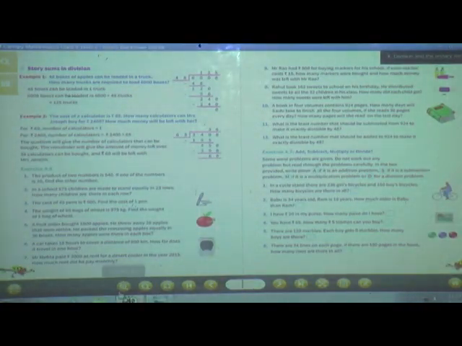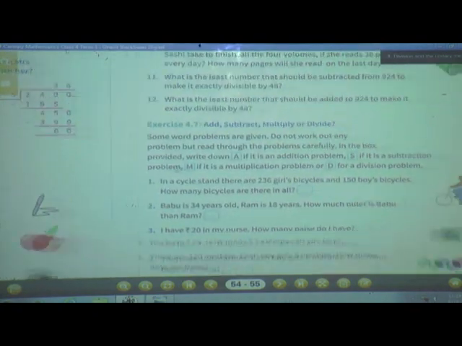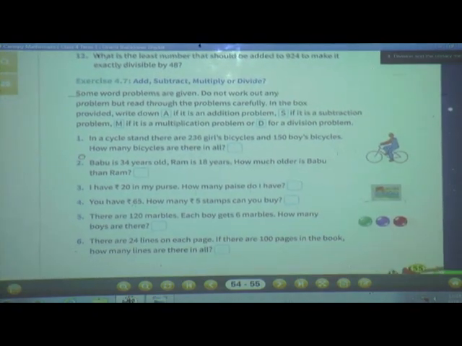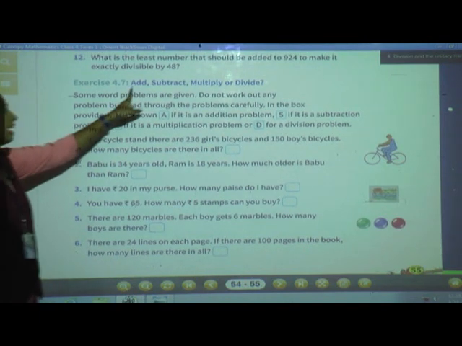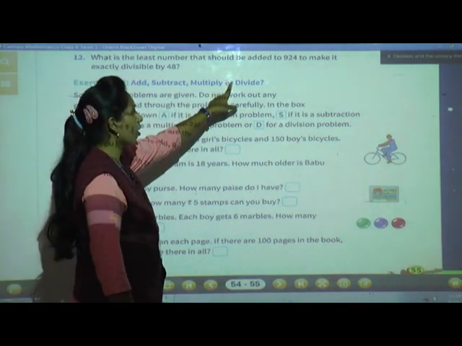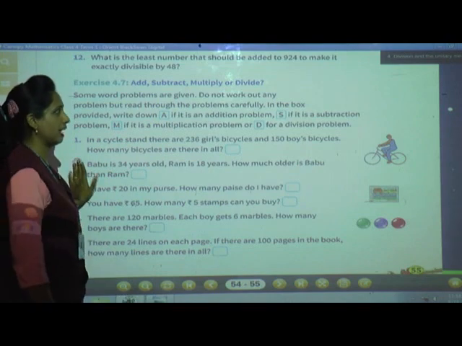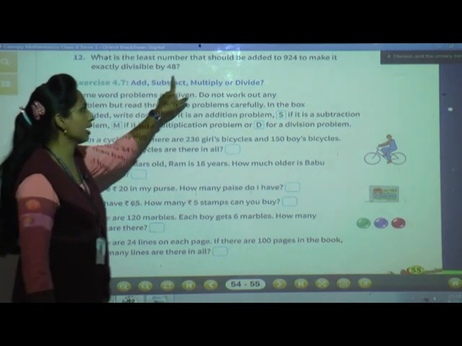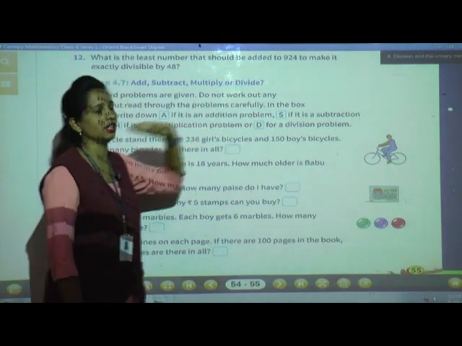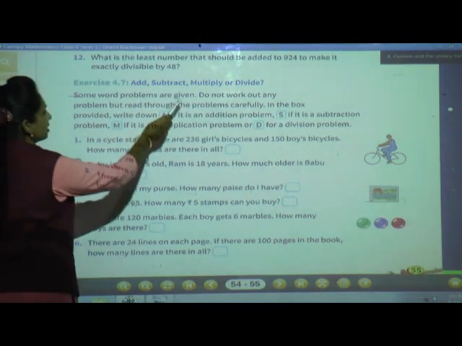Now open your book, page number 55. Now we will start our exercise 4.7. What is 4.7, students? See, add, subtract, multiply or divide. We have studied all these concepts till now, isn't it? We have done the story sums of addition, subtraction, multiplication and division. Now see exactly what they have given. Some word problems are given.